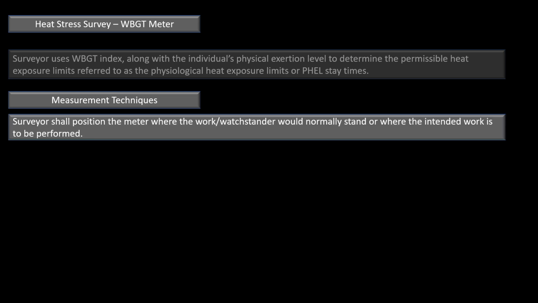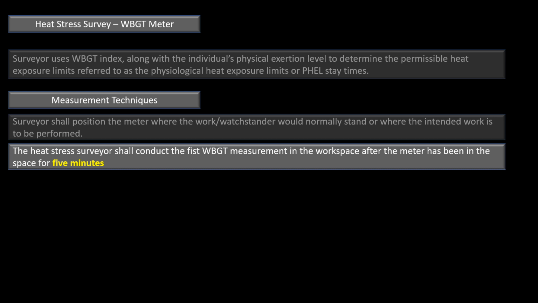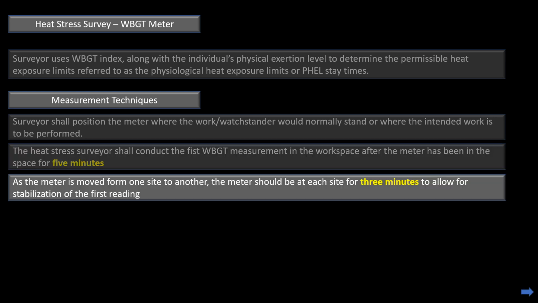Measurement techniques. The surveyor should position the meter where the work and watch standers normally stand or where the intended work is to be performed. Right? We're trying to get an accurate representation of the heat that personnel are exposed to, so we'll put the meter where they're going to be working. The heat stress surveyor shall conduct the first WBGT measurement in the workspace after the meter has been in the space for 5 minutes. We've got to let that meter sit in there for at least 5 minutes before we get the first recording.